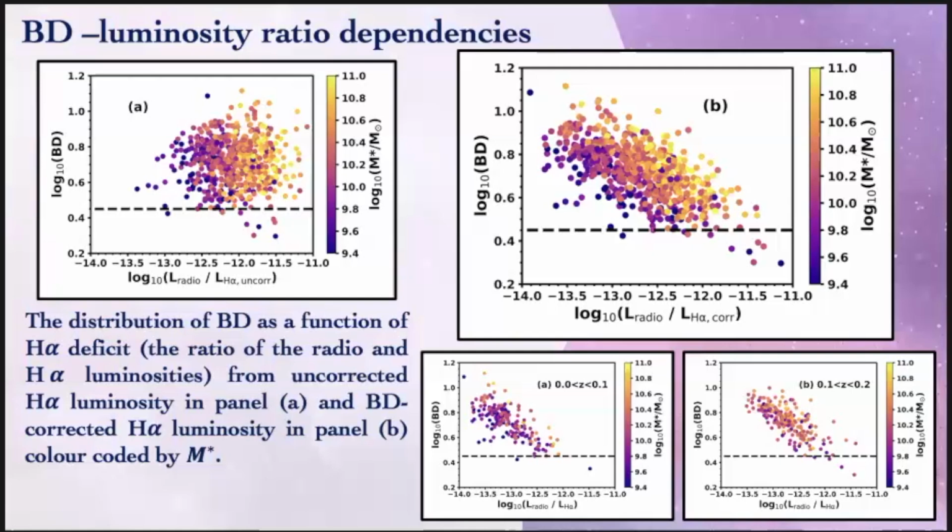I plotted the same distribution in 4 redshift bins. And again, I'm showing the 2 lowest bins here. There is a Balmer decrement dependence here. And as redshift increases, there are higher masses in higher redshift bins.